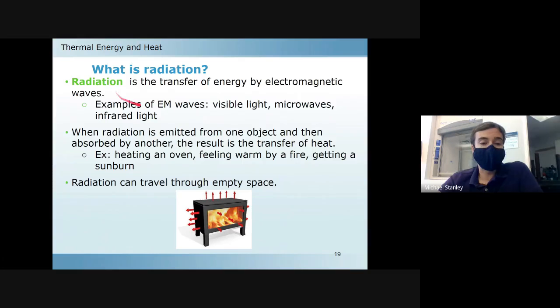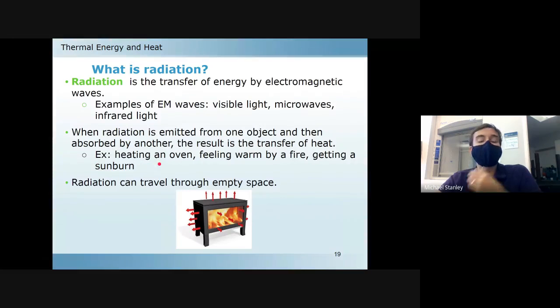So partially as a result of this radiation, heat can move by radiation as well. When this radiation energy is emitted from one object and then absorbed by another, usually that will result in transferring heat. If a warmer object is giving off the radiation and the cooler object is absorbing it, that results in a heat transfer.